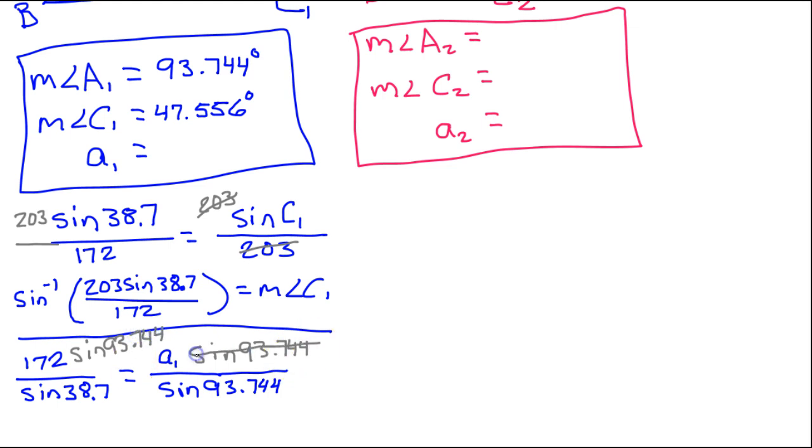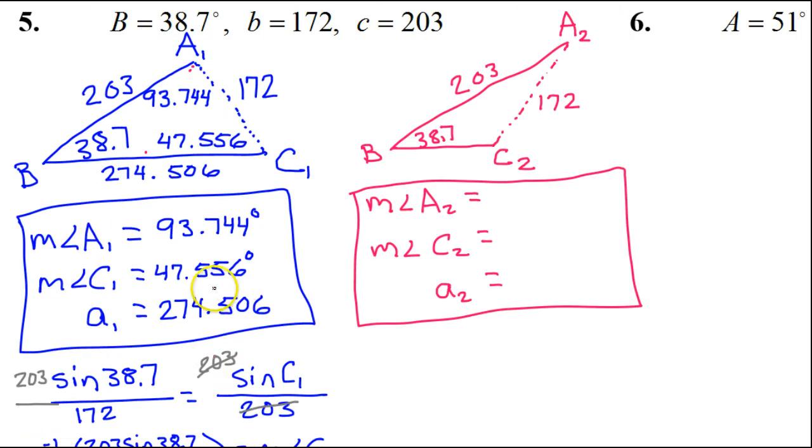Okay, that way these will cancel out. So that will leave A1 by itself. So go ahead and put this entire expression in your calculator all at once. So I'm getting 274.506. Now let's turn our attention to the red triangle.